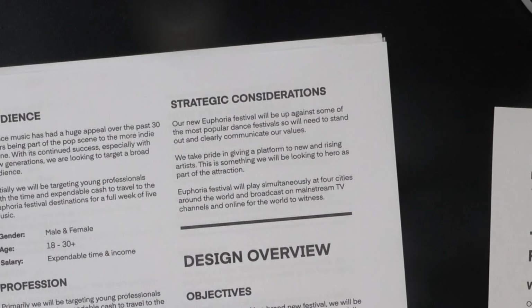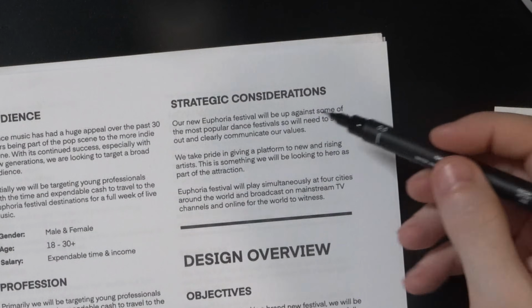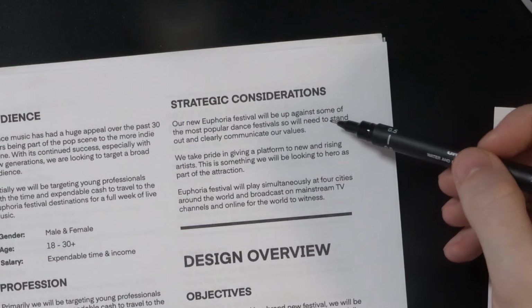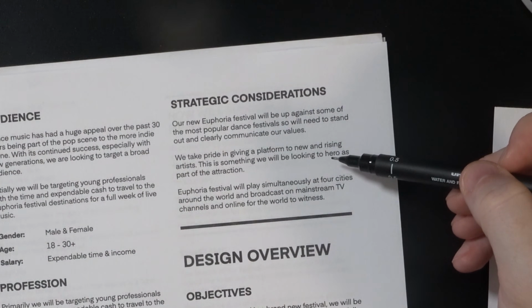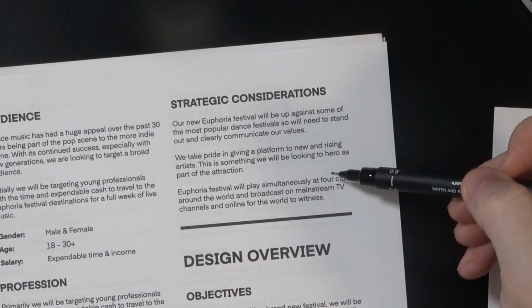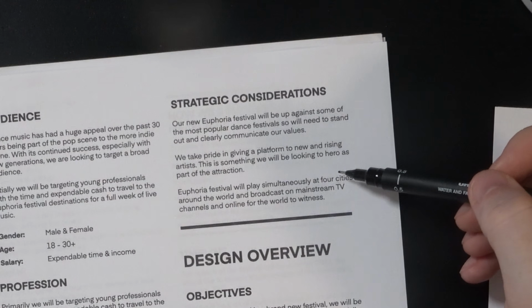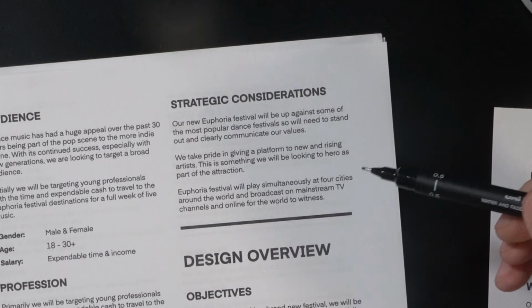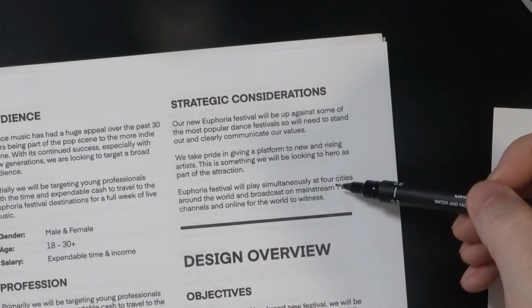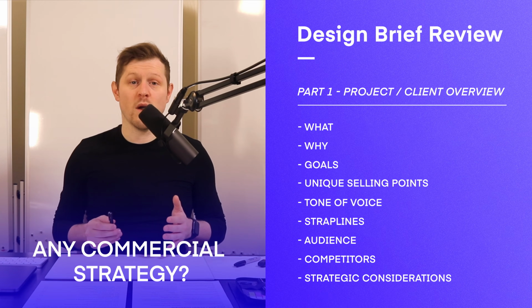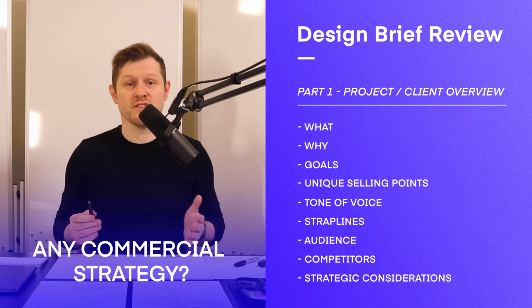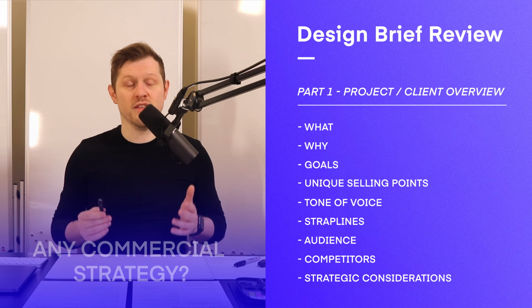And lastly, we have strategic considerations, which reads, our new Euphoria Festival will be up against some of the most popular dance festivals, so we will need to stand out and clearly communicate our values. We take pride in giving a platform to new and rising artists. This is something we will be looking to hero as part of the attraction. Euphoria Festival will play simultaneously at 4 cities around the world and broadcast on mainstream TV channels for the world to witness. So this will help us understand any specific ways the product wishes to market or proposition itself later down the road, or any commercial or disruptive goals they wish to achieve with the music festival.